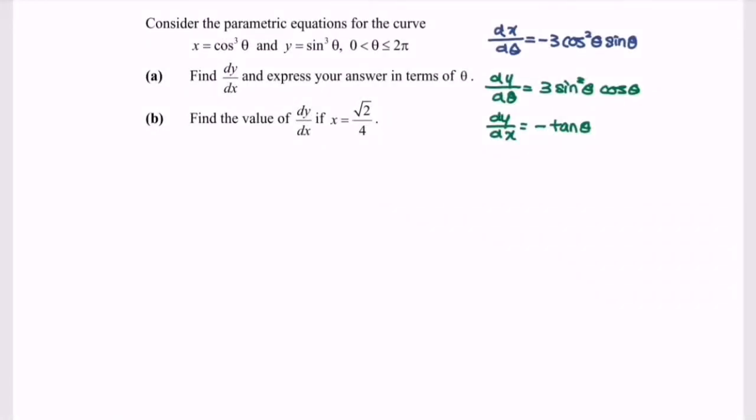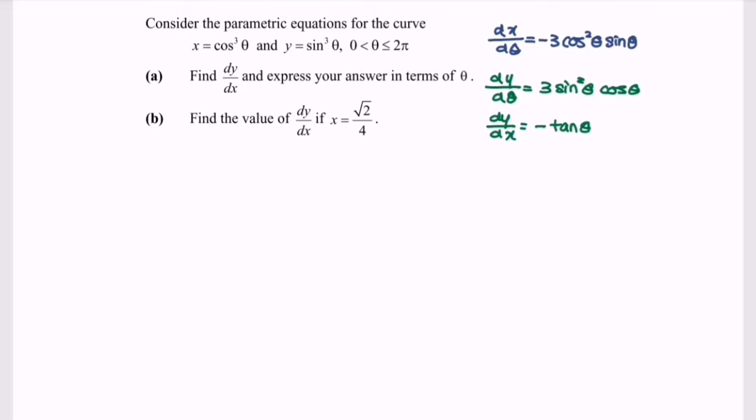Kindly refer to question B. Find the value of dy dx if x is equal to square root of 2 over 4. Meaning that now we are looking for the value of dy dx. Given the situation we have dx d theta equals negative 3 cos squared theta multiplied by sine theta, followed by dy d theta is equal to 3 multiplied by sine squared theta multiplied by cos theta, and finally we have dy dx is equal to negative tangent theta.